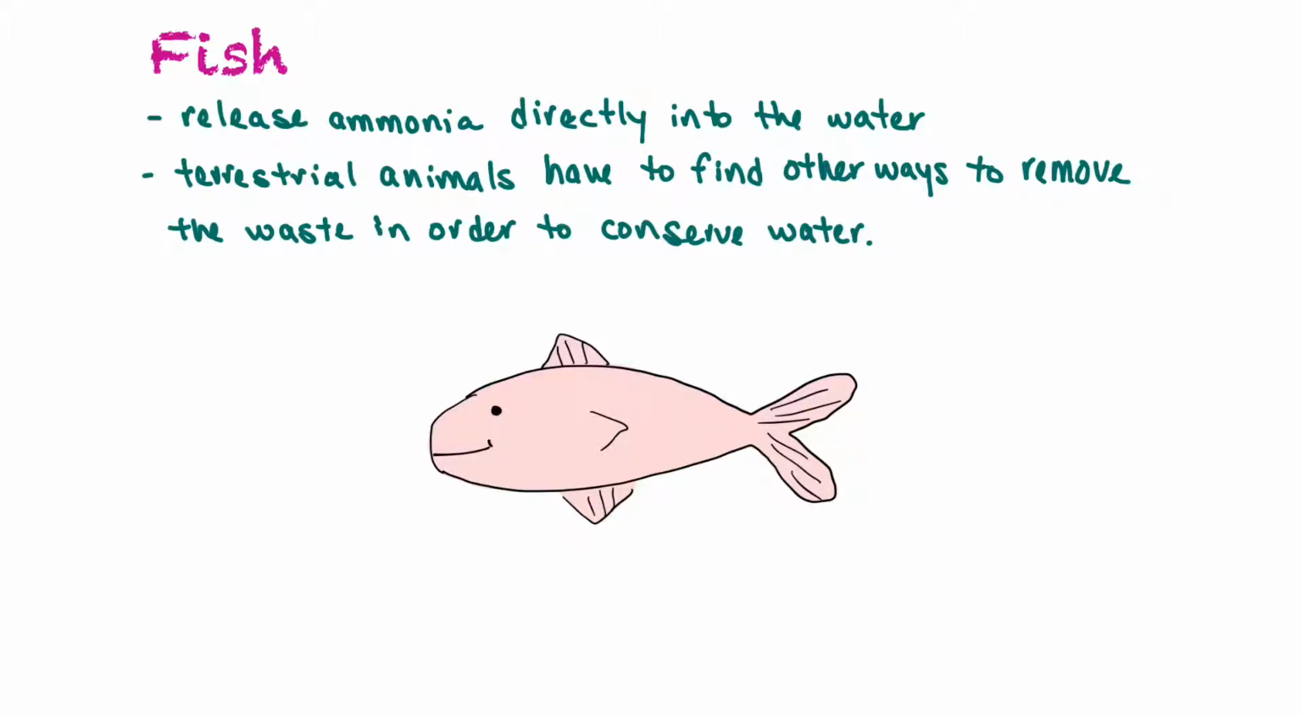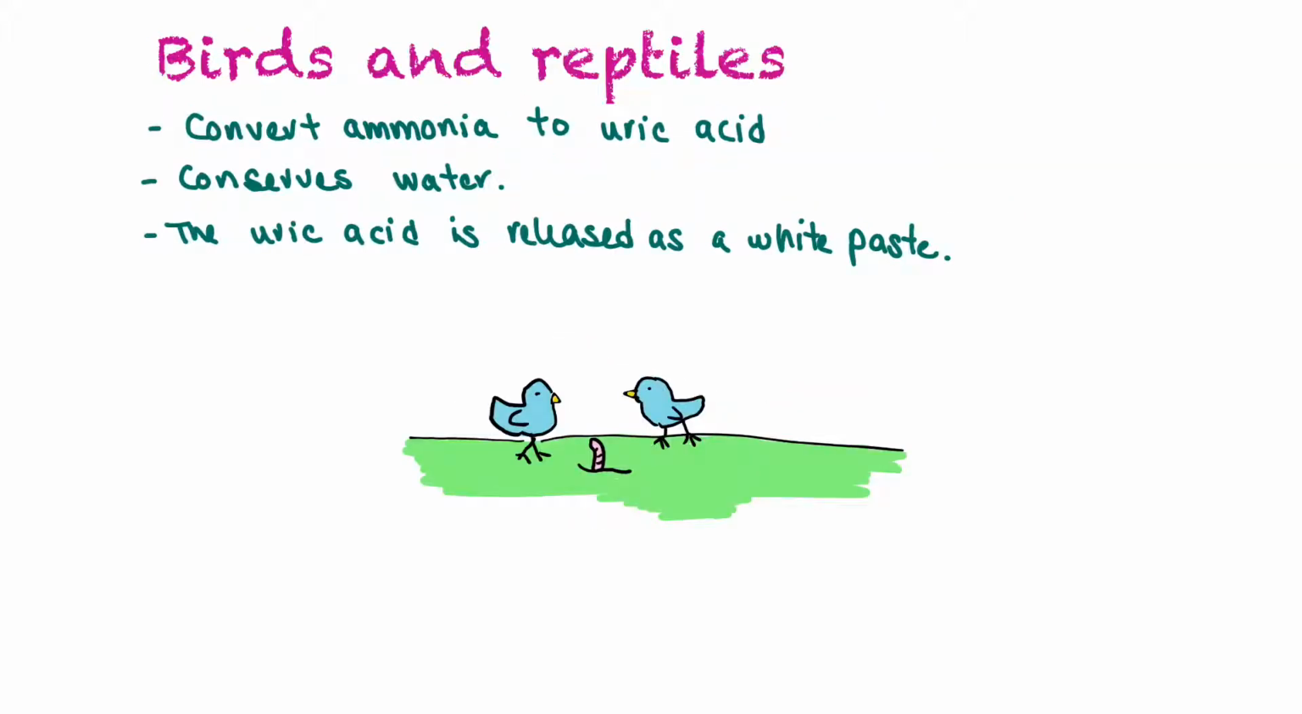Terrestrial animals, though, have to conserve water because water isn't always available, so they have to find other ways to remove the waste. Birds and reptiles will convert ammonia to uric acid, which will conserve water. The uric acid is a dry paste, which will be mixed with other waste and released through the cloaca as a white paste. So if you've ever had a bird poop on you, you have had uric acid dropped on you from their cloaca.